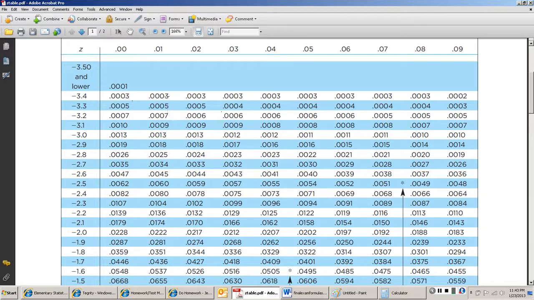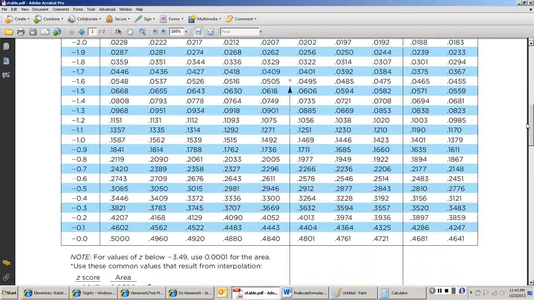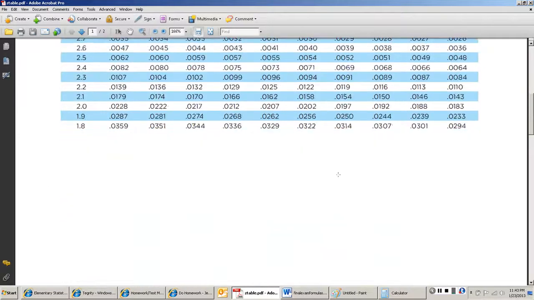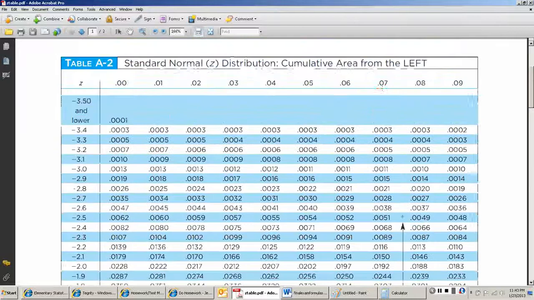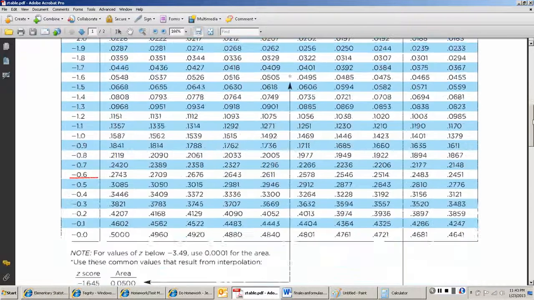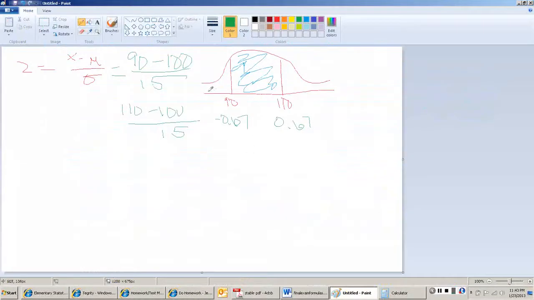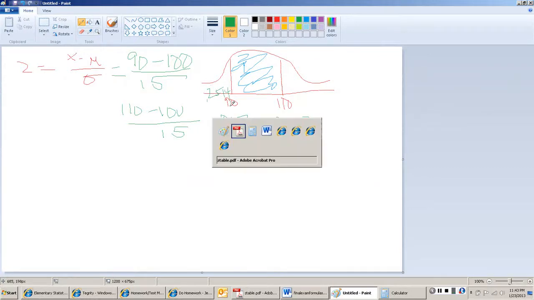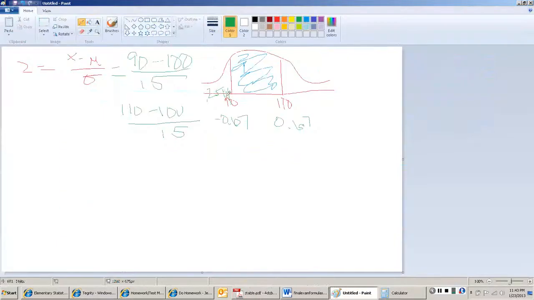So I'm going to look up negative 0.67 first because I'm in the negatives. So there's negative 0.6, and then I need the 7. So right there, and trace this line down here. So here, 0.2514. So I'm going to go back here, and this area here is 0.2514. Okay, so you can see that's that area, and now I'm going to find this whole area here.